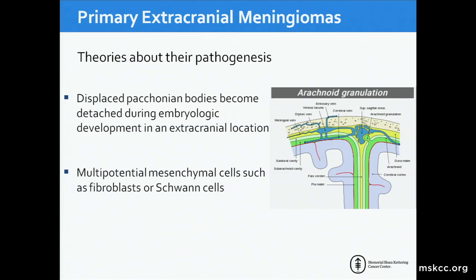What about theories about their pathogenesis? Well, there are theories. There is no proof. I don't know how we can prove one thing or another, but the 2 dominant ones are either a displaced Pacchionian body, which I guess is another word for arachnoid granulation, becomes detached during embryologic development in an extracranial location, and that's what gives rise to the meningioma, or a multipotential mesenchymal cell, such as a fibroblast or a Schwann cell, is what actually gives rise to an extracranial meningioma.